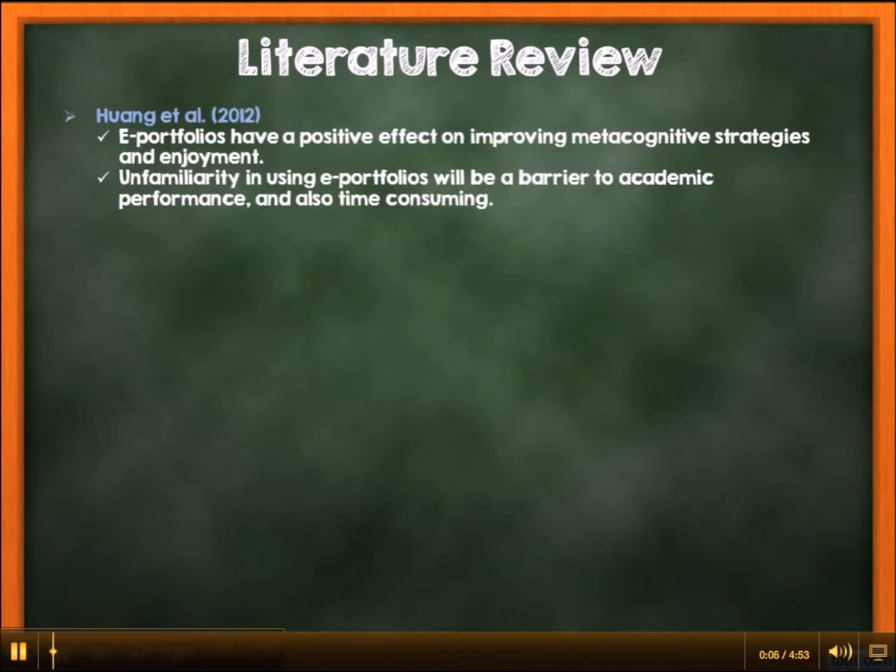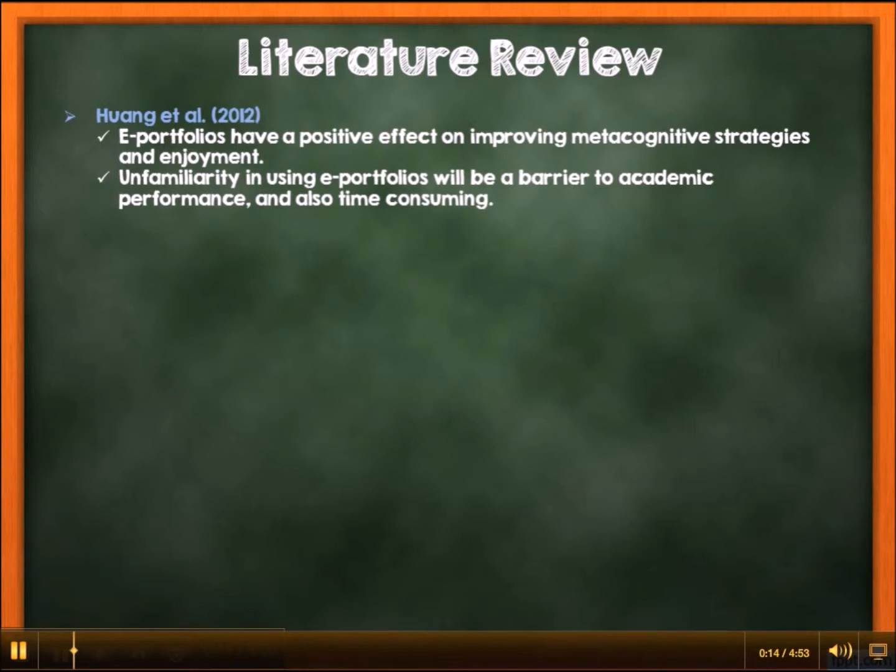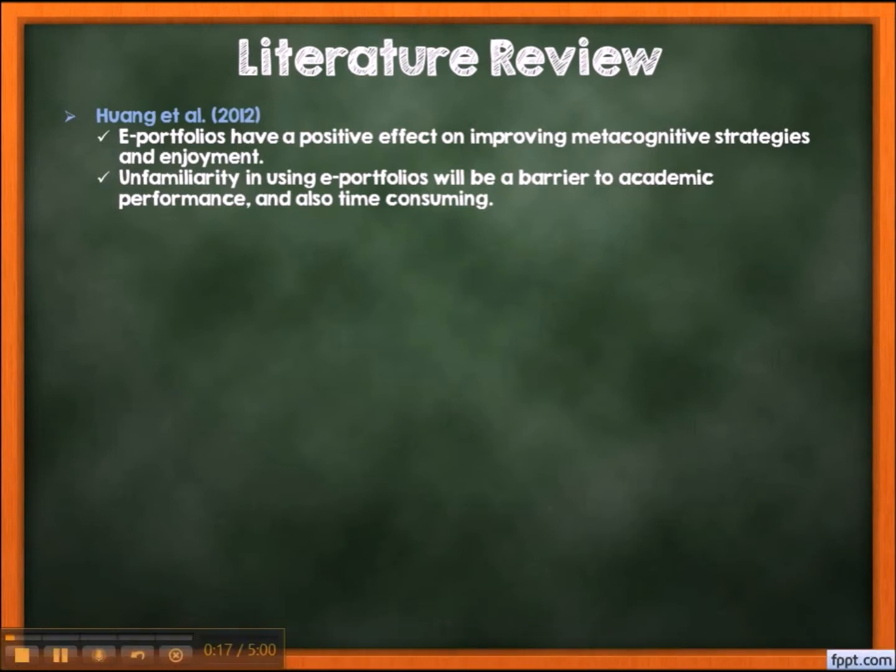Continuing my presentation, here we are in the literature review. The first paper is from Huang, 2012. They found out that e-portfolios have a positive effect on improving metacognitive strategies and enjoyment. However, unfamiliarity in using e-portfolios will be a barrier to academic performance and also time consuming.